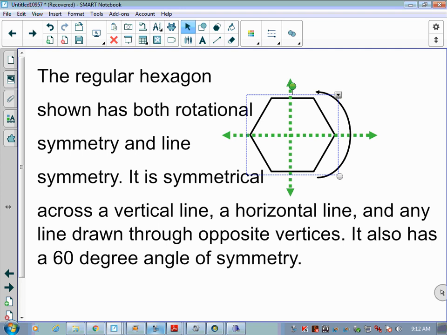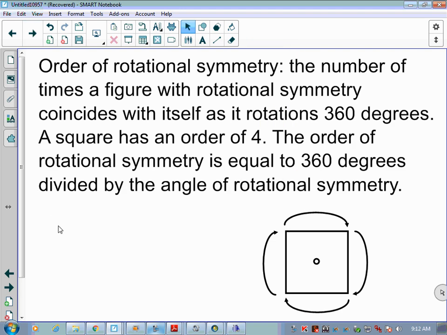So I'm mapping back onto itself. I can rotate it 6 times. Okay, each time it's going 60 degrees. Okay. Then we have order of rotational symmetry, and that's the number of times. The hexagon had an order of rotational symmetry of 6, and it's coincided with itself in 360 degrees. A square has an order of 4. Okay, it will map onto itself 4 times. It's going to have rotational symmetry of 90 degrees. Okay, because we're going to take 360 and divide it by 4. We should get 90 there.